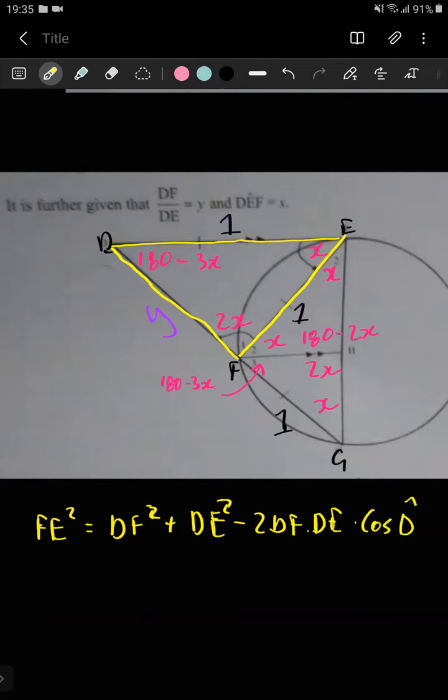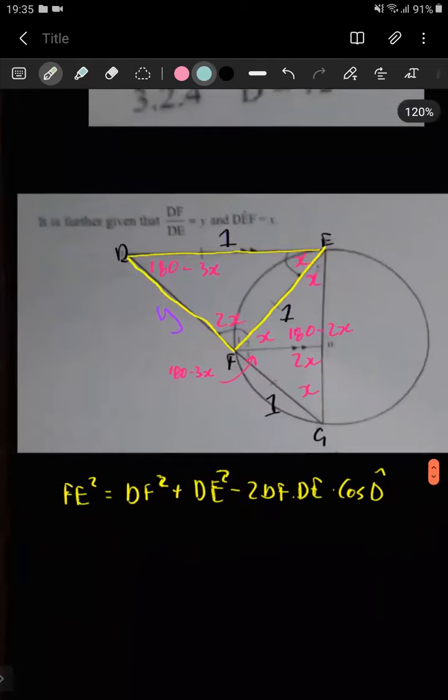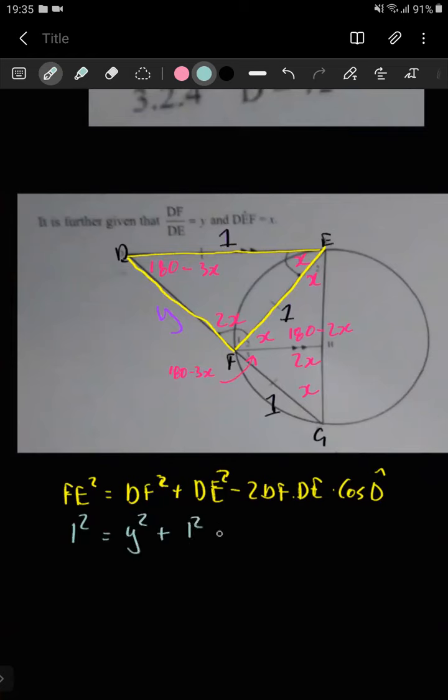Okay, let's put in what we can and see what comes out here. So this is just going to be 1 squared. DF is y squared. DE is 1 squared. It's y here, and then it's 1 here.